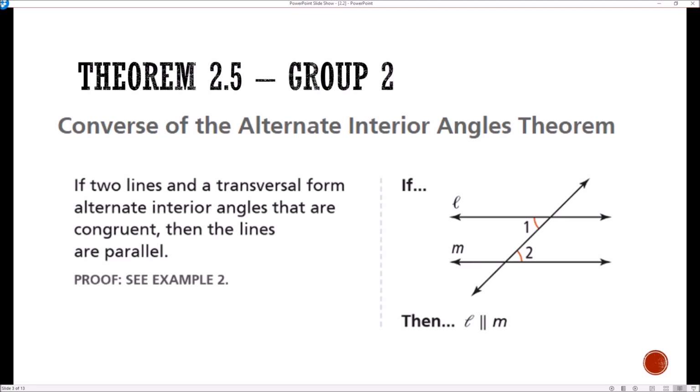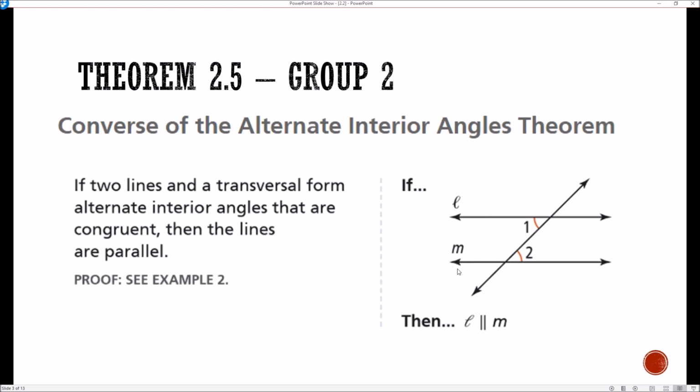But again, we have the proof that they're the same measure, so we can look at it this way: if two lines and a transversal form alternate interior angles that are congruent, that's our hypothesis. So that's what we're going to draw. We're going to draw two lines with the transversal that form alternate interior angles. That's exactly our hypothesis. We're not proving that now. We're assuming that this diagram is true, and we have to say that line L is parallel to line M.